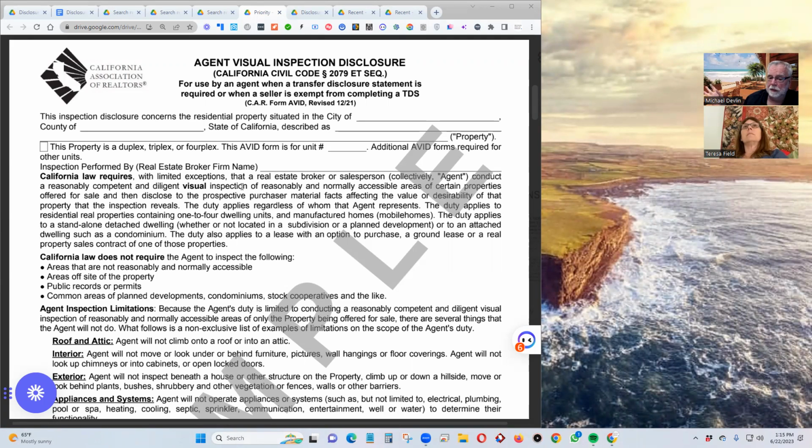Though there are some things they don't. For example, the property inspector isn't going to make notes about noise in the neighborhood or the smell sometimes, but usually not, right? You understand there are some things you could disclose as an agent that the property inspector wouldn't disclose, but most of the time they're going to disclose everything.